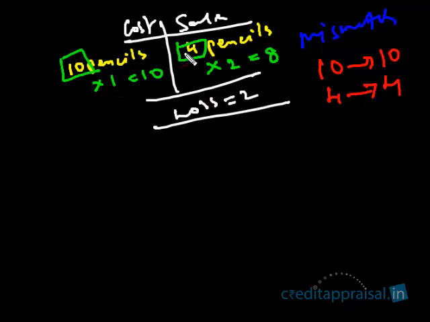What happens if you had sold only 2 pencils? You get 2 into 2, 4. So 4 is the sale and the cost is 10, then you have a loss of 6. But again there is a mismatch. The quantity is not matching. While you're comparing the sale for 4 pencils, the cost is for 10 pencils. So clearly there is a mismatch.